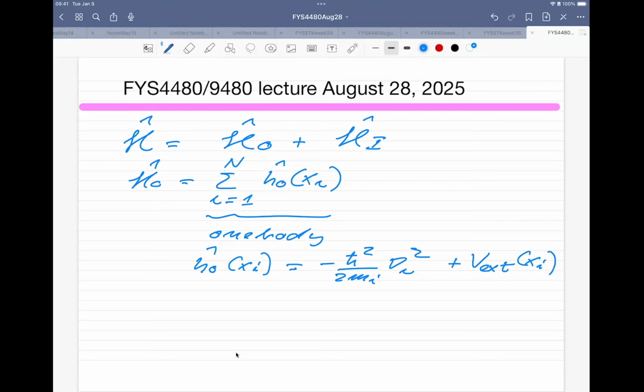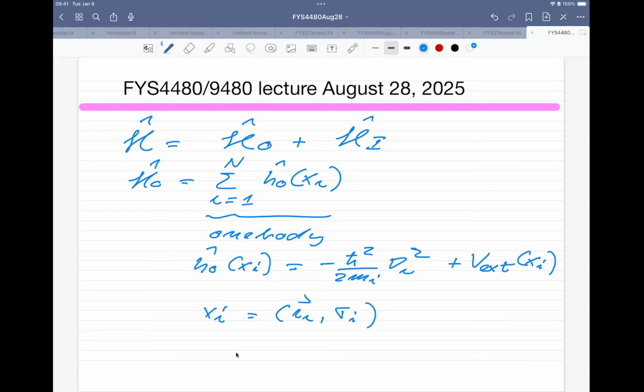Yeah. Is x_i a role? No, the x_i is what we last time introduced as a collective denominator for the spatial degrees of freedom. So this contains the positions of a given particle in 1, 2, 3 dimensions or higher dimensions. And then it contains also the spin degrees of freedom.